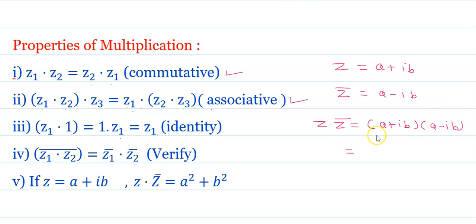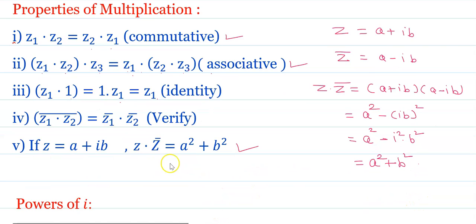Now their multiplication. What is the formula? (a minus b)(a plus b) equals a square minus b square. Means what? Here it is a square minus (ib) square, that is a square minus i square into b square. But what about i square? i square is minus 1, and this minus that will become plus, and hence you are getting a square plus b square. Therefore z dot z bar is equal to a square plus b square.